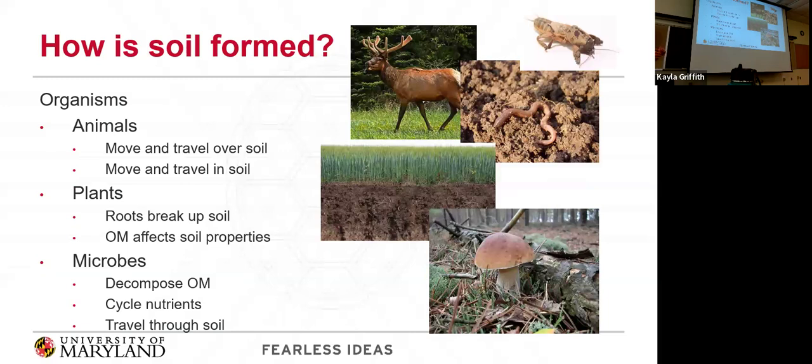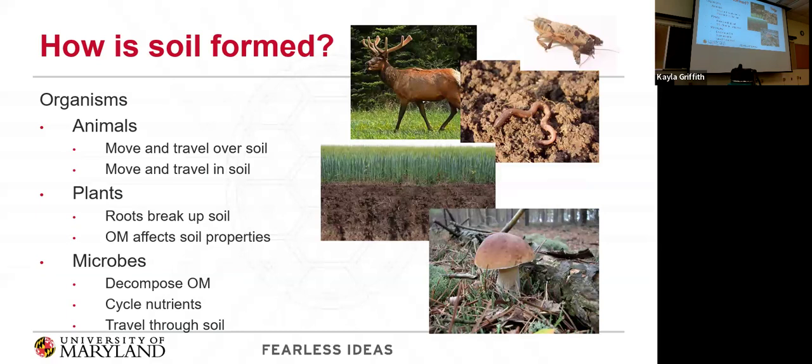There are lots of animals. We have the animals that are on top of the soil, walking across it back and forth. They can cause compaction. We also have little rodents that live underground, and they're moving around, creating more pore space, more air space.